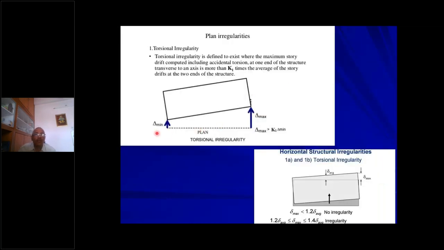So you can observe like this. Suppose this is the plan of the building. At this point, there is a displacement of delta minimum, let us say. At the other end of the building, delta max is the displacement.